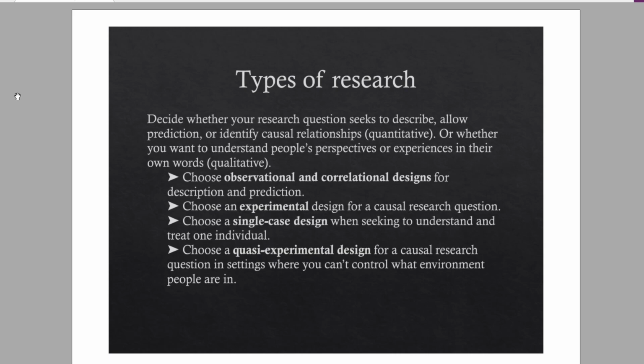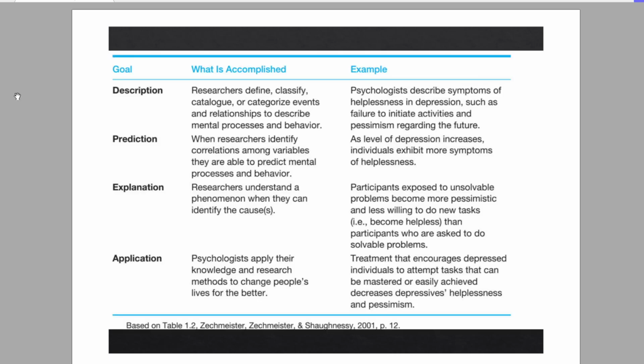So you could choose an observational correlational design for looking at description or prediction, an experimental design for answering any kind of causal research question, so whether one thing causes another. A single case design is very rare, but that's when you're seeking to understand and treat one individual. I have seen studies in my field like that, but they're very rare. Or a quasi-experimental design, which is for causal research questions where you don't have full control over what environment people are in. Right. So we'll go a little bit more into those to give an example.